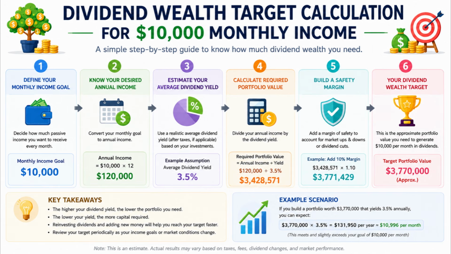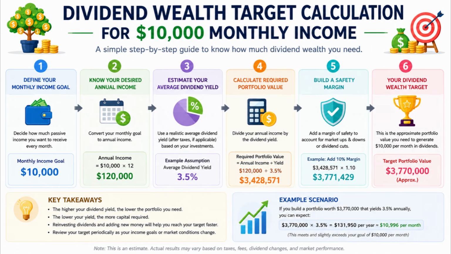Next, we convert the monthly income goal into annual income. Since there are 12 months in 1 year, we multiply $10,000 by 12. As a result, the required annual dividend income becomes $120,000. This yearly figure is important because dividend yield is usually measured on an annual basis.